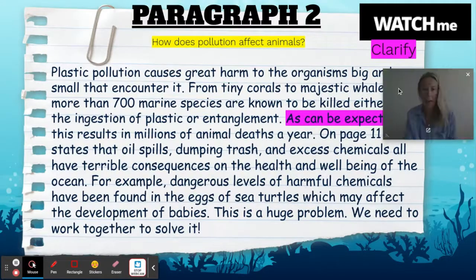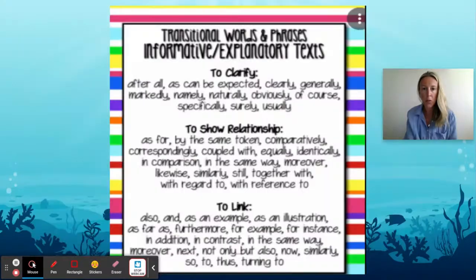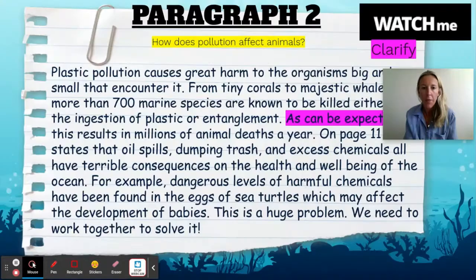I used paragraph 2. And I am going to clarify. I am going to do the first one at the top. And I am going to read through this and see where I can add a phrase or word to better clarify what I'm trying to say. I have highlighted that in pink.